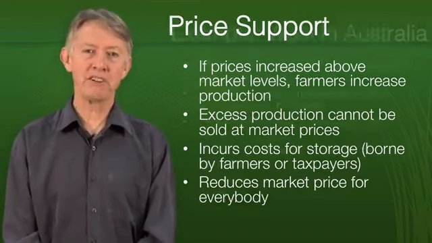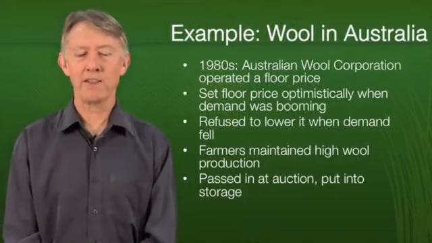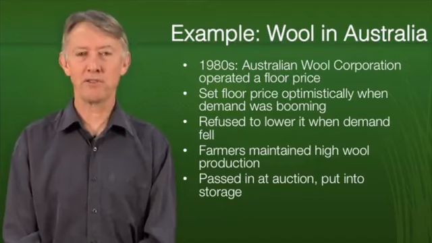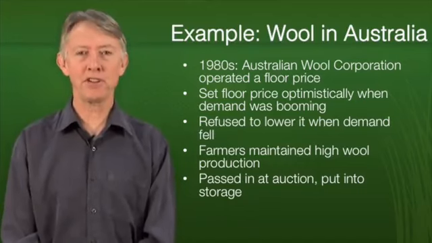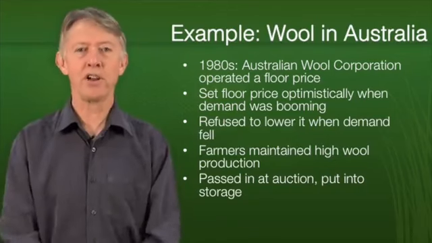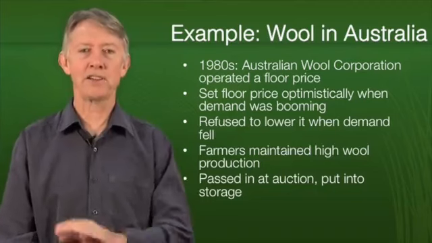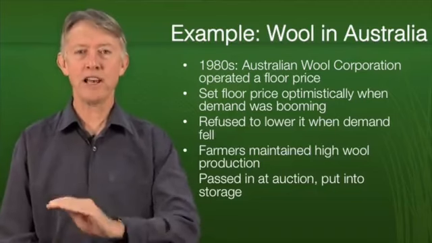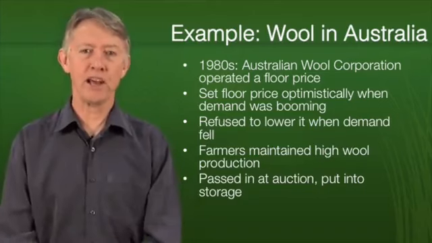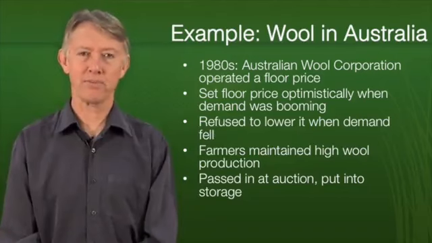The most spectacular example of this problem in Australia's history was the wool crisis. In the late 1980s, early 1990s, the Australian Wool Corporation operated a floor price. That means that they refused to allow wool to be sold if the market price, the price at auction, fell below a specified level. They set a floor price, and then they enforced that by buying any wool which received a market price or an auction price that was below that floor price.